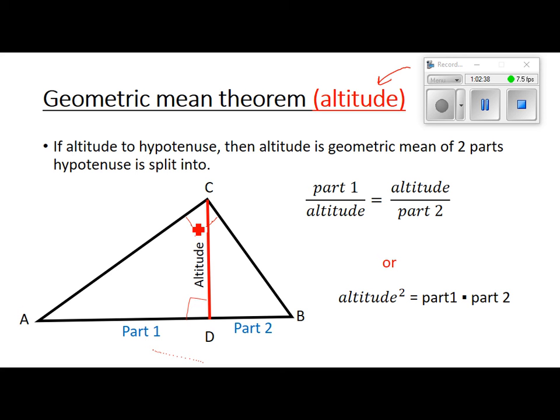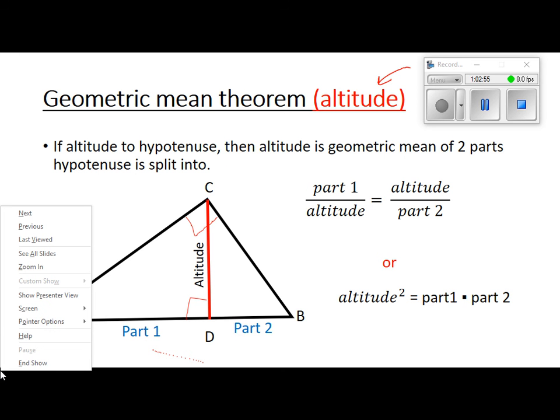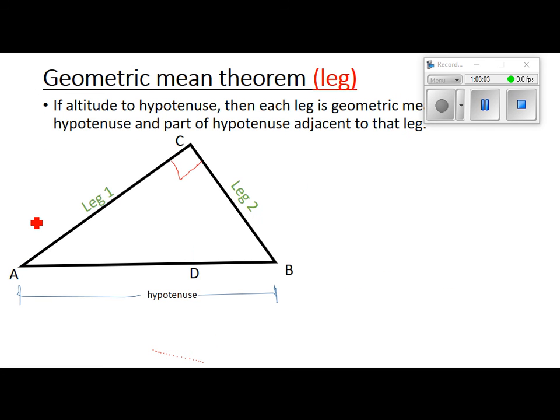I couldn't find the actual dot, so I just used a little box that looks like a dot. So part 1 over altitude, altitude over part 2, or altitude squared equals part 1 times part 2. Not too difficult, right? Because they're going to tell you some sizes and you're just going to have to put numbers in. Next one.